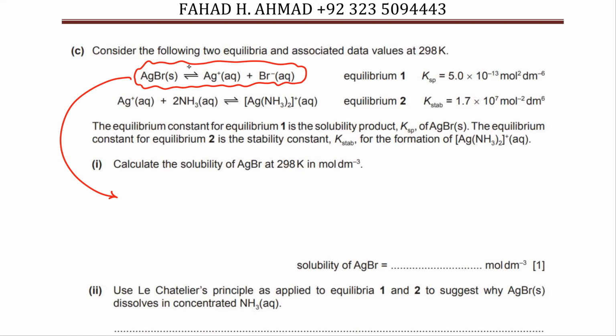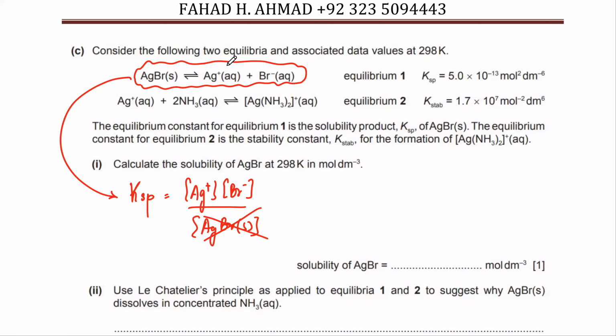So the solubility product would be the equilibrium constant for this specific reaction, which is the product concentrations, Ag+ and Br- aqueous, divided by the reactant, which is AgBr solid. Now, solids have constant concentration, so you don't write them in the expression. So that's your expression for KSP for the first one.